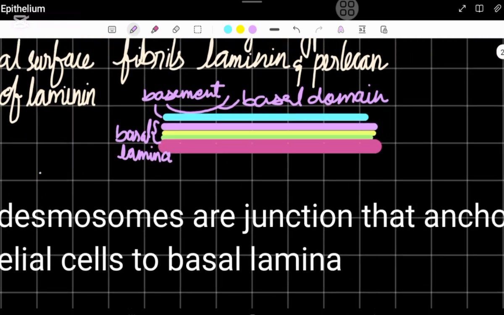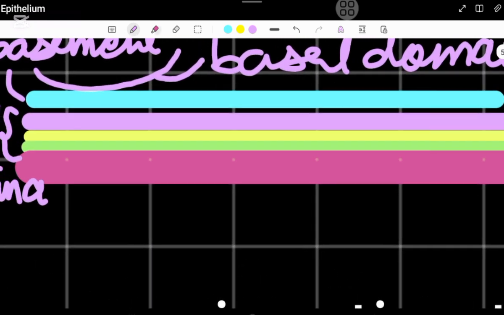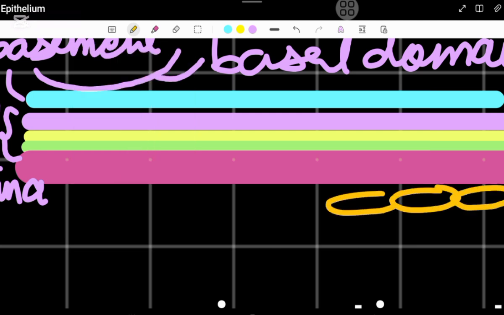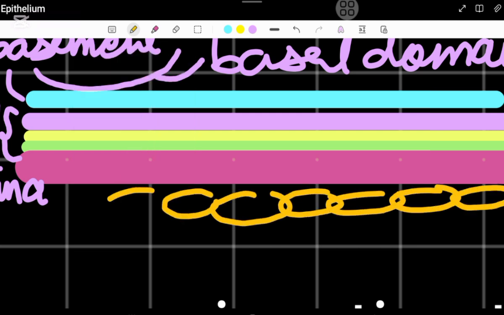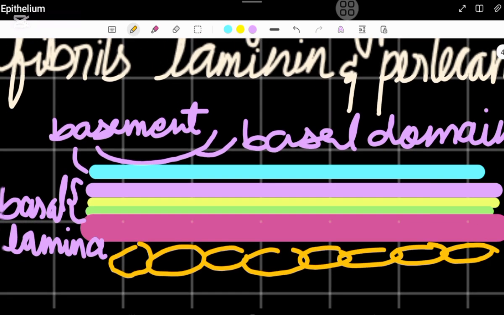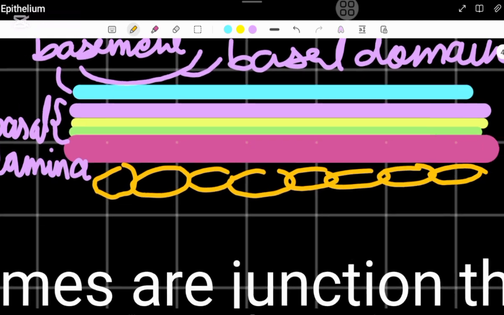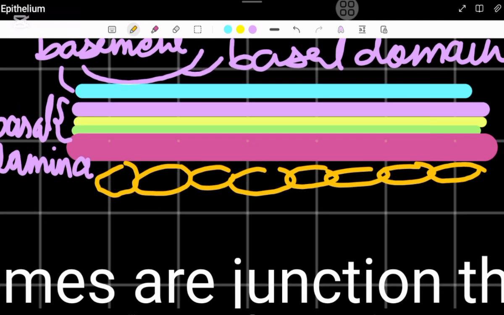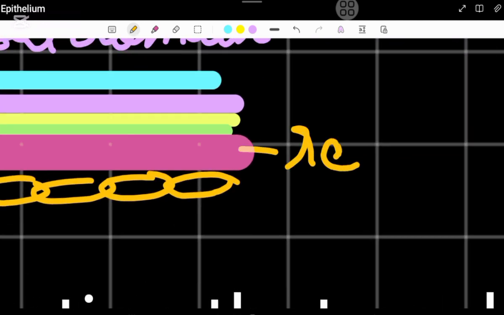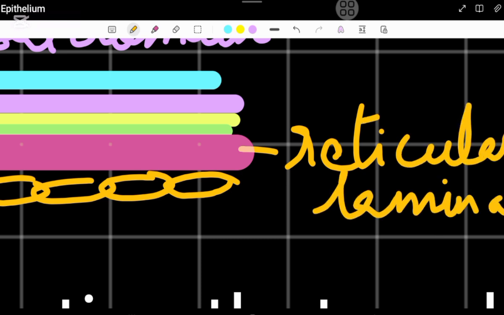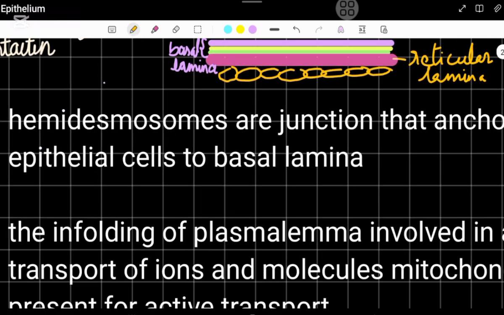So as you all know, after the basement membrane we have the connective tissue layer. The reticular lamina is in close proximity with the connective tissue, and the basal lamina is in close proximity with the basement membrane. So the basal lamina is considered to be part of the basement membrane, while the reticular lamina, which is this one, is considered to be part of the connective tissue. I hope that you all get this one, because it contains two confusing terms.